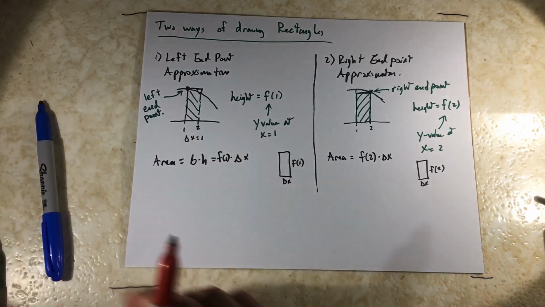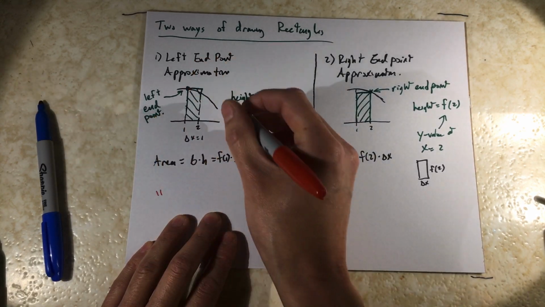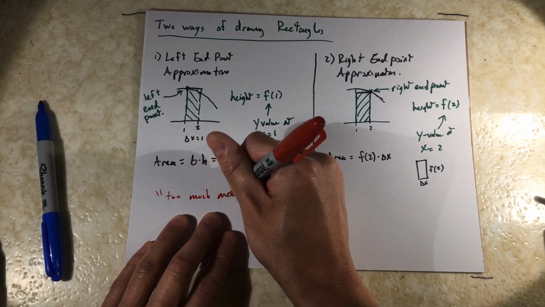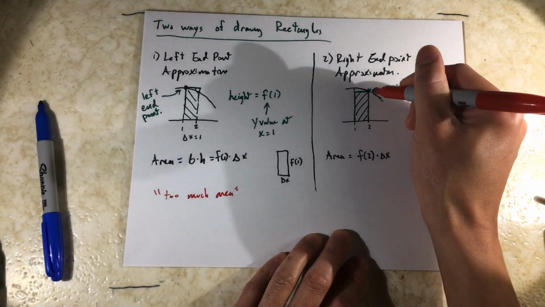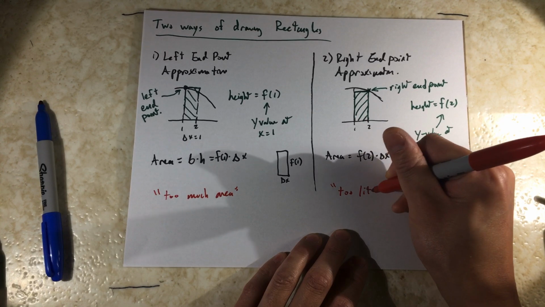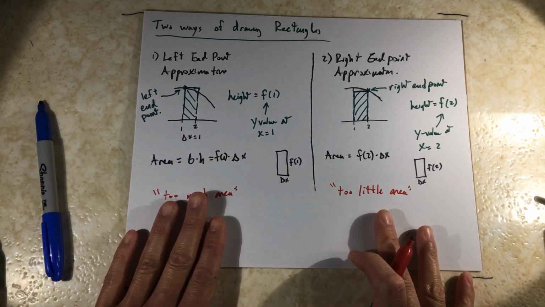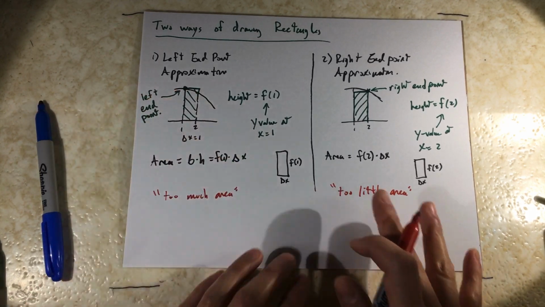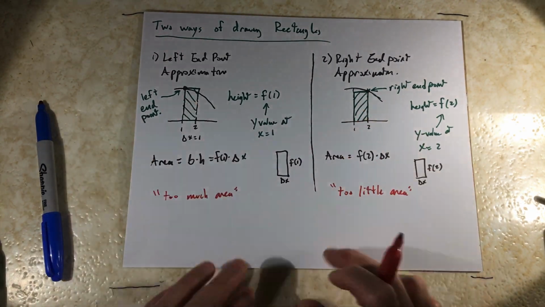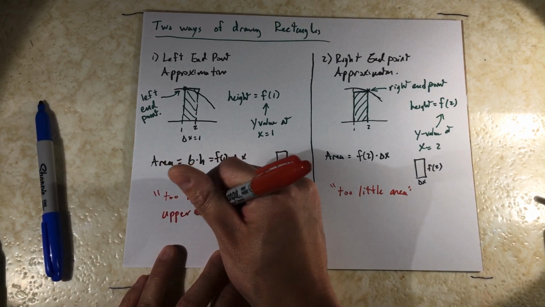So what ends up happening here is when we do this left endpoint approximation for this particular function, we're going to be calculating too much area. All right. And for this one, our rectangle is smaller than the curve, so we're going to be calculating too little area. So what we're going to do is use both methods. We're going to use a left endpoint to draw these bigger rectangles, and this right endpoint to draw these smaller rectangles. And what that's going to help us do is create an upper and lower limit.